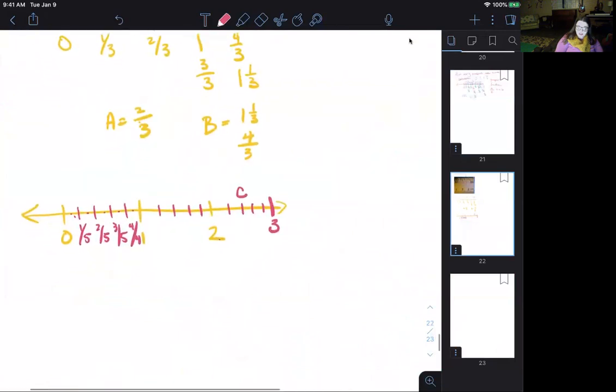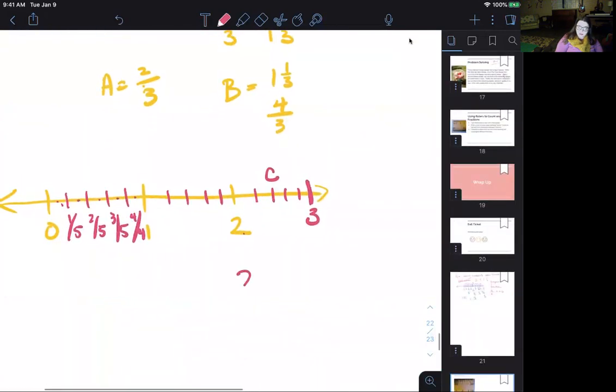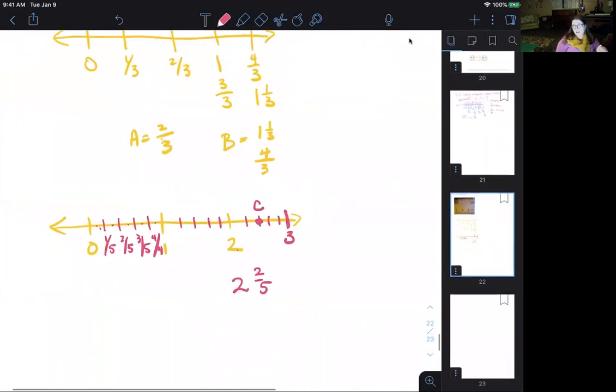Right here. So this point C is going to be 2 and 2/5 based on where it's marked, because I'm counting by fifths, because my number line is to divide it into 5 equal sections, which we don't typically see on a ruler.